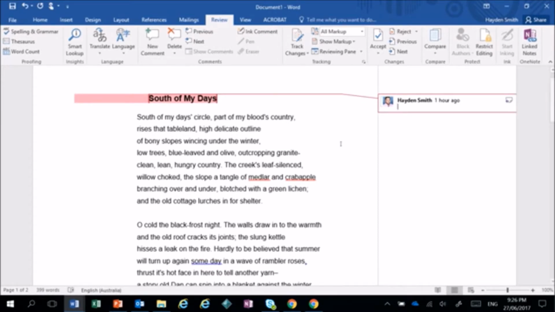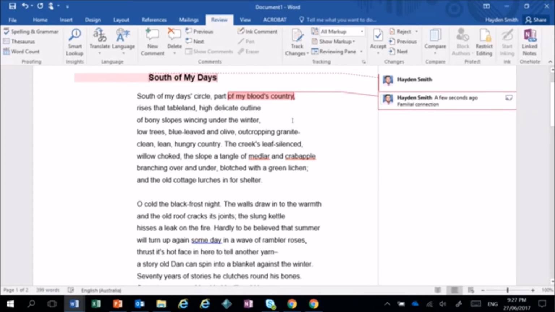Okay, so the very first line, "South of my day's circle, part of my blood's country." This first line obviously talks about her connection to the land. And I think "part of my blood's country" immediately gives that sense of the familial connection. It's not so much that she feels at home in this land, she also has that familial bond with the landscape. And the use of the word blood there is quite significant, that the way this landscape moves and the way it grows, so too does she grow with that same sort of blood coursing through her veins.